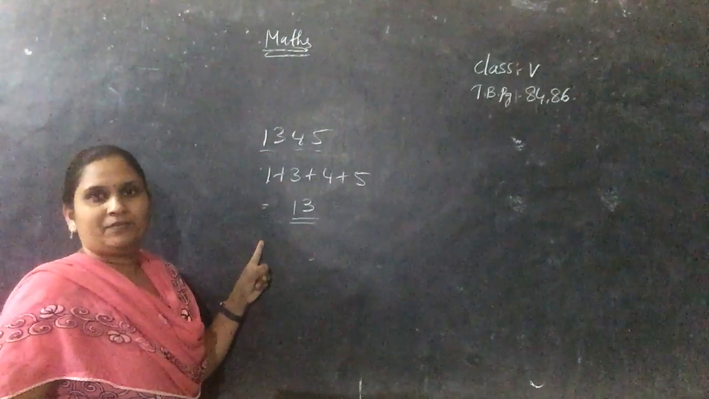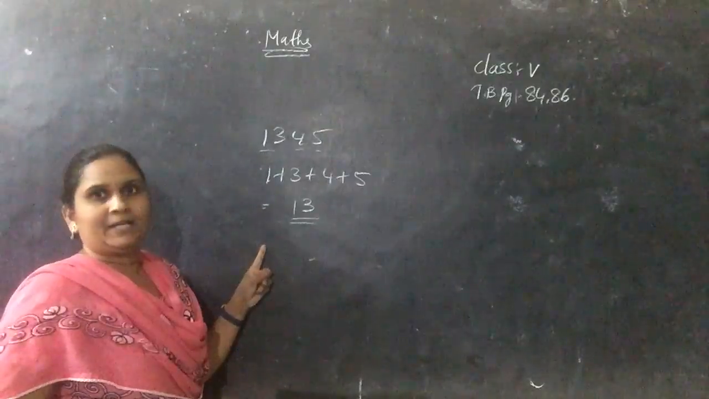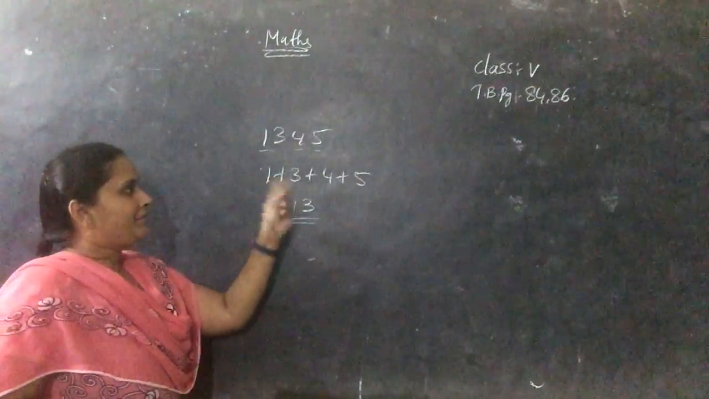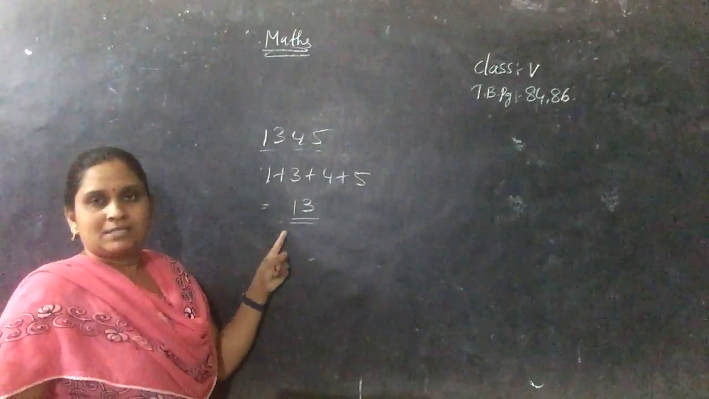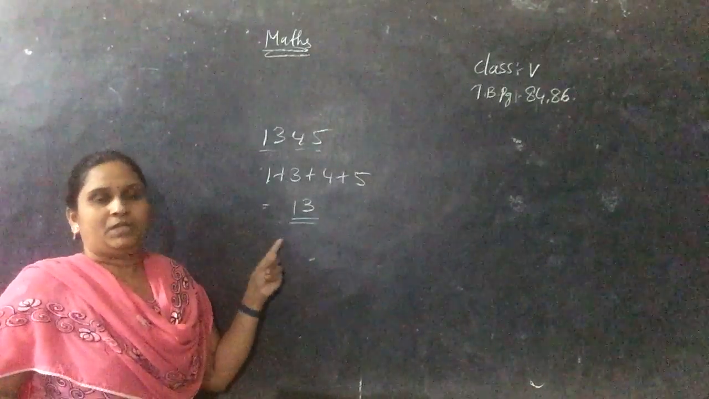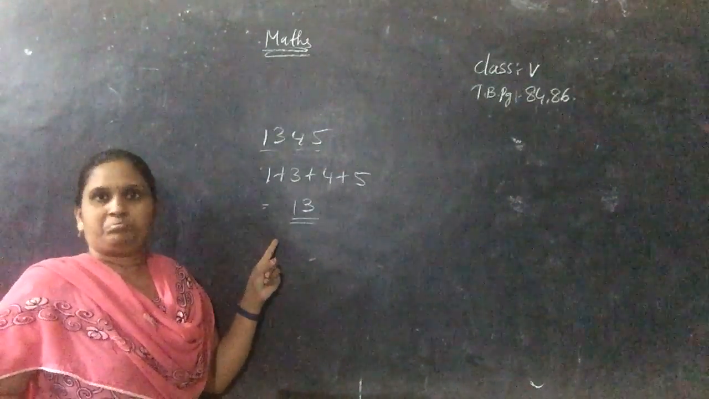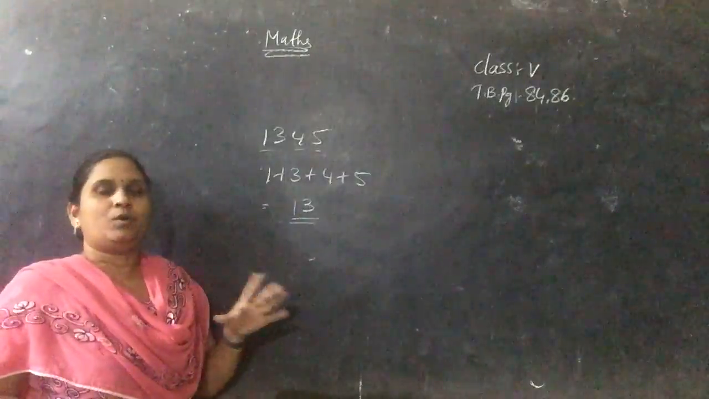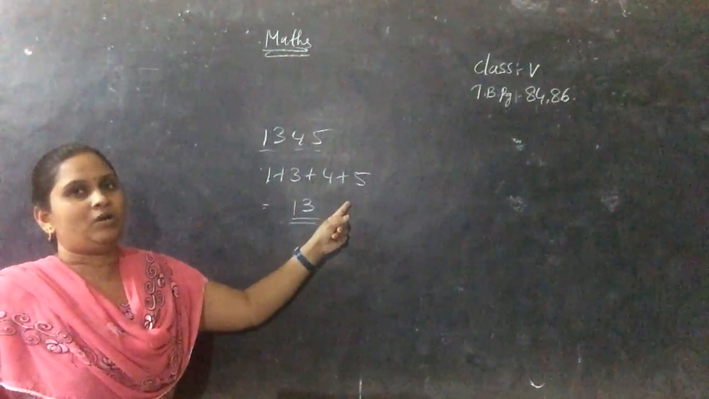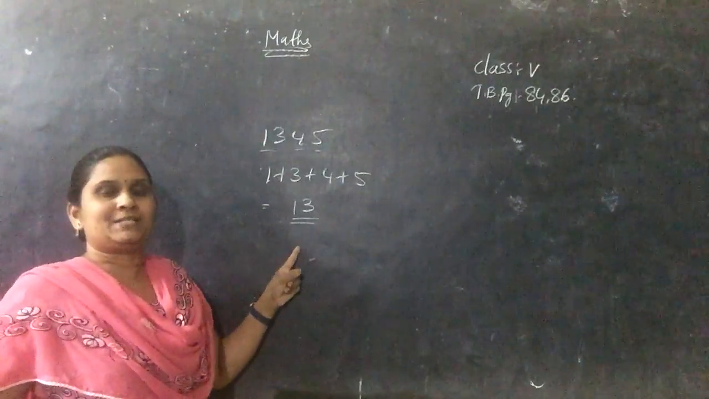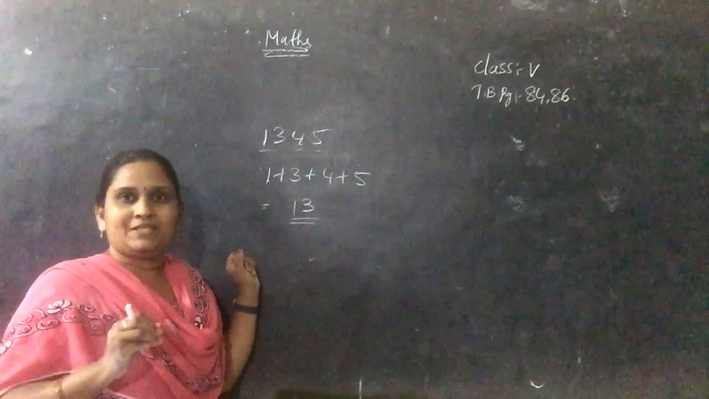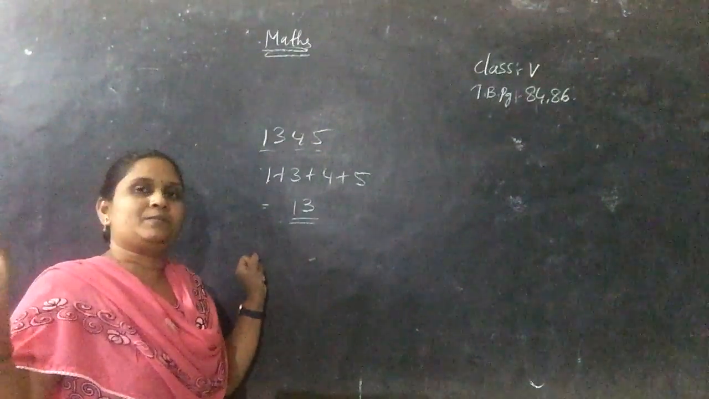Is 13 a multiple of 3? No. In the 3 table, 13 does not divide. Even for 9, the same concept. After adding the digits, if that sum of the digits is divisible by 9, then only it will be divisible by 9. Is 13 divisible in the 9 table? No. So 3 and 9 both have the same concept. Whatever number they give, you have to add all the digits. If the total of the digits is divisible by 3, then only it will be divisible by 3. If the total of digits is divisible by 9, then only it will be divisible by 9.